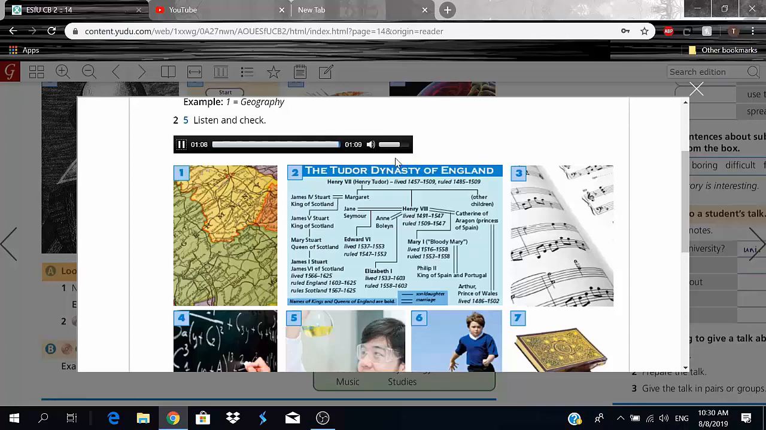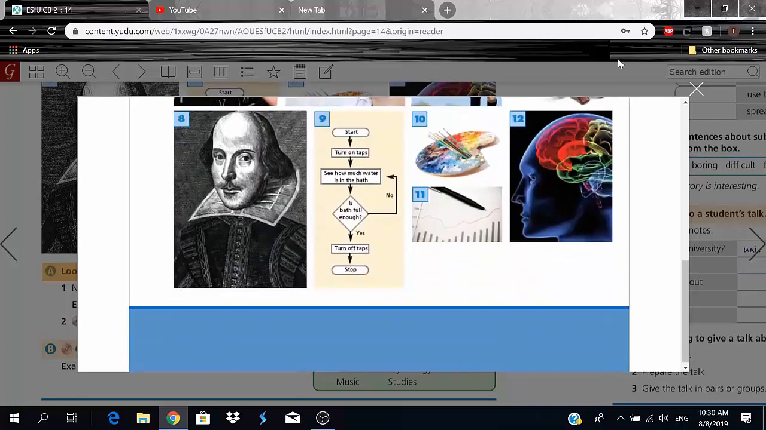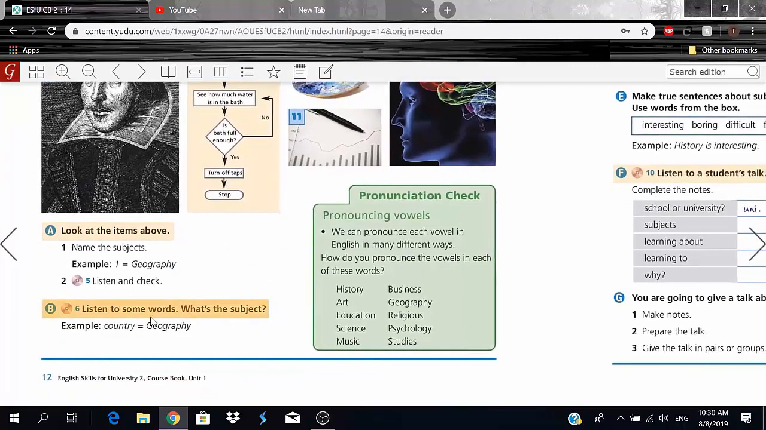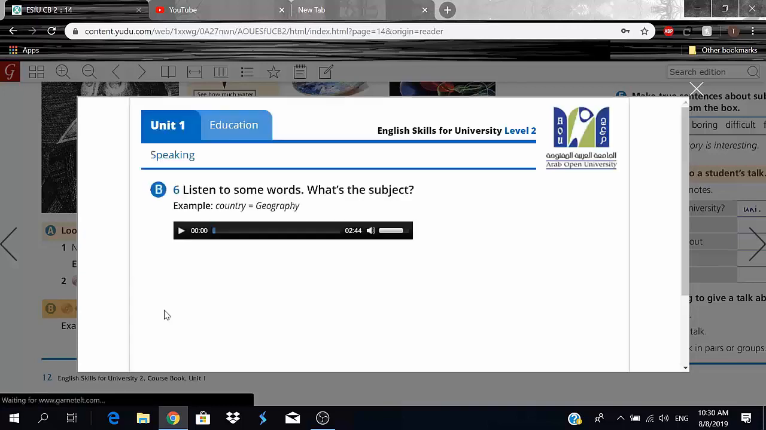Okay, pretty simple stuff. Easy stuff, you guys. Now let's move on. Here we're going to be listening to some words and what's the subject. Okay, so this is really simple. We don't really need to do anything specific. So you're going to hear a word, and then a couple seconds later, you're going to hear the subject that's related to that word. So think of it as the exact same exercise above, but instead of using pictures, we're now going to be using words. Okay? So let's listen to this.